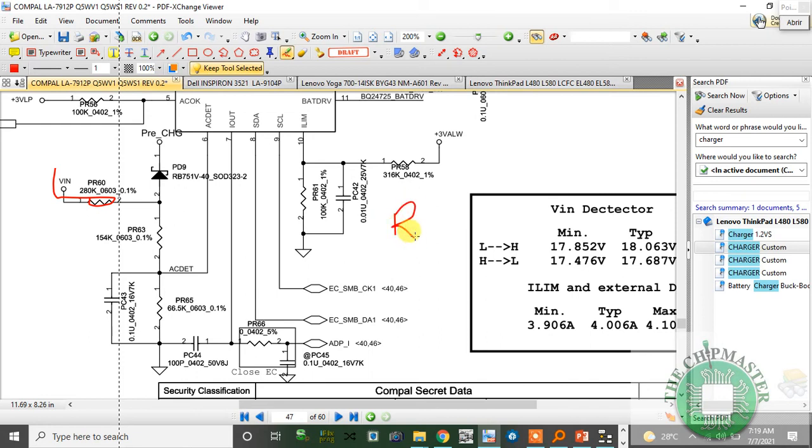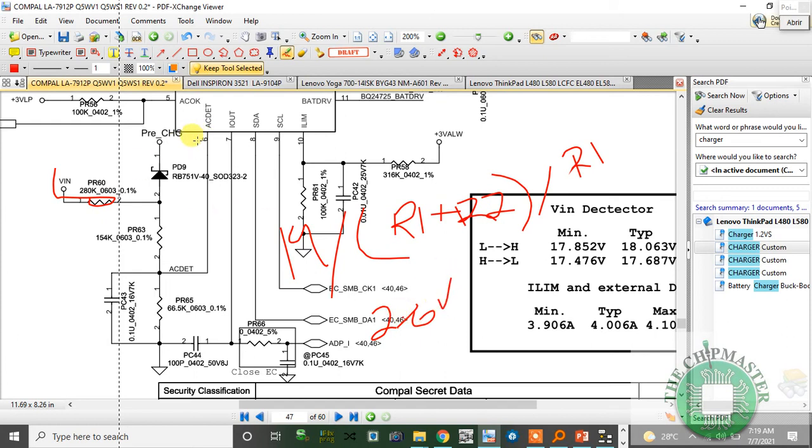So, R1 plus R2, right, and this is the formula, divided by R1, and then the voltage, which is 19 volts, divided by that, so you get R1 plus R2 divided by R1, then you divide that voltage by 19, and you get your drop voltage. So normally this is 2.6 volts, right? This is 2.6 volts coming to pin number 6, right?